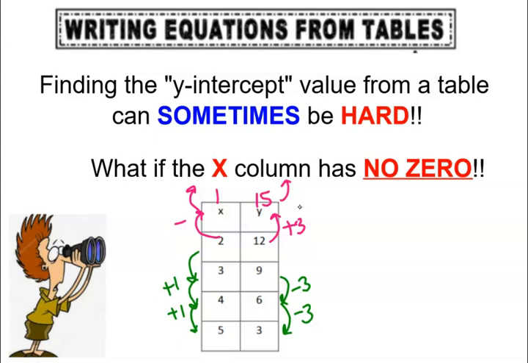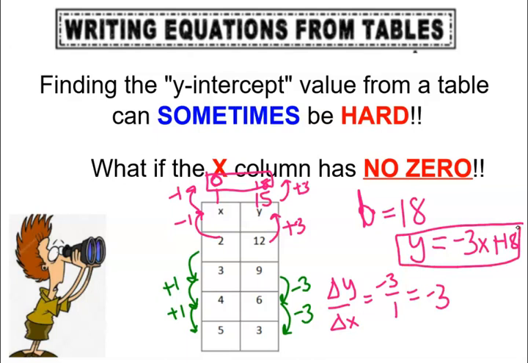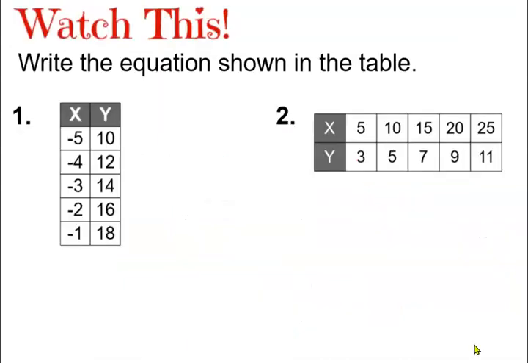So if I add 3 on the y column, I would get 18. And if I subtract 1 on the x column, I'd get 0. So now I know that my b value is going to be 18. And I already figured out the pattern. The change in y over the change in x was negative 3 over 1, known as negative 3. So my equation is negative 3x plus 18. So this is a technique called work the pattern in reverse. So let's try these two problems here.